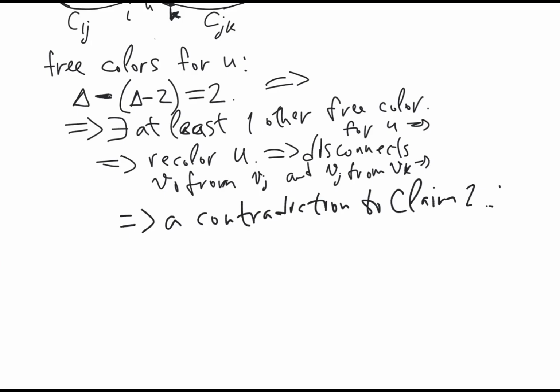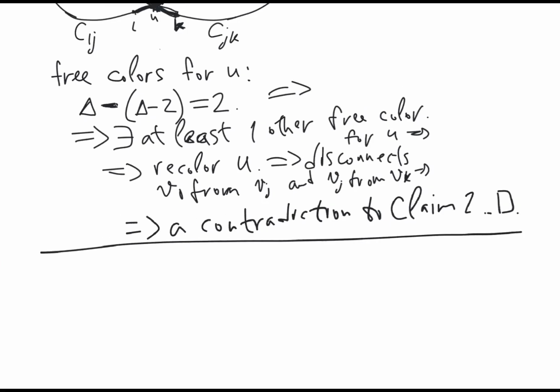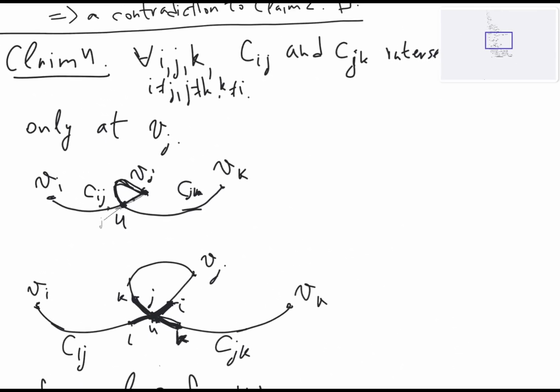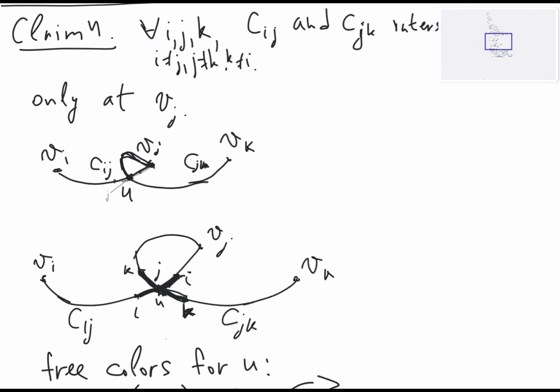This is a contradiction to claim 2, so this concludes the proof of claim 4. So claim 4 says again that they're not just any path, but these paths don't intersect with each other except at the ending vertices vi, vj, like v1 and so on, v delta basically. So they don't intersect at internal vertices.